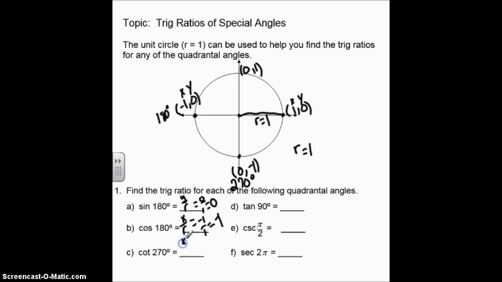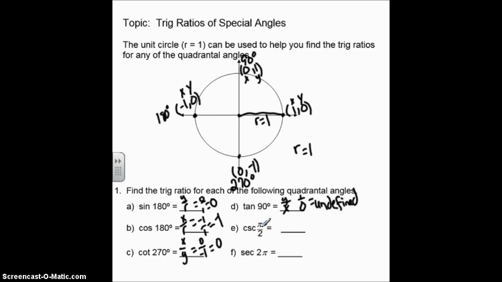Cotangent is X over Y. So that's going to be value-wise 0 over -1, which is 0. Okay, tangent of 90 degrees. 90 degrees is up here. X is 0, Y is 1, R is 1. So tangent of 90 degrees, being Y over X, would be 1 over 0, which is undefined. Can't divide by 0.